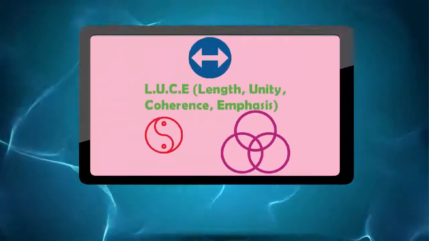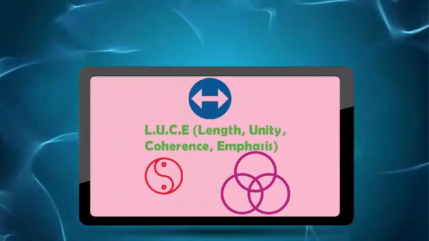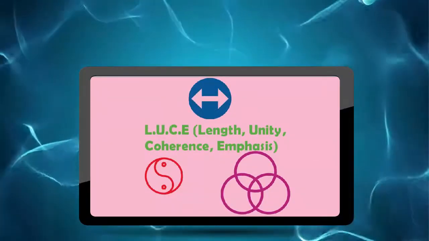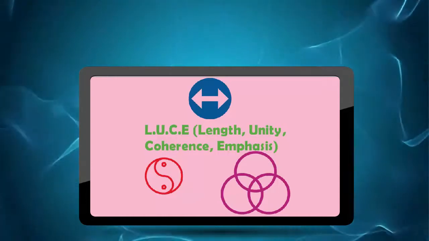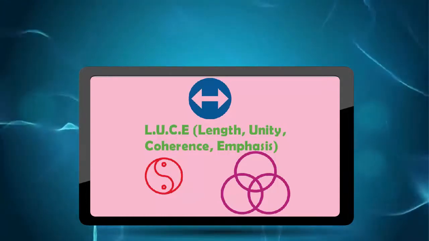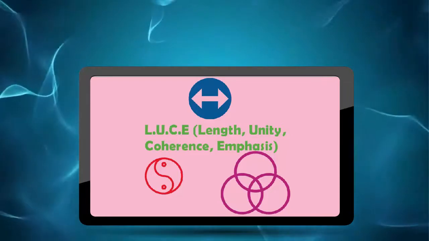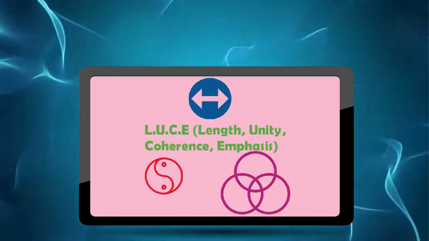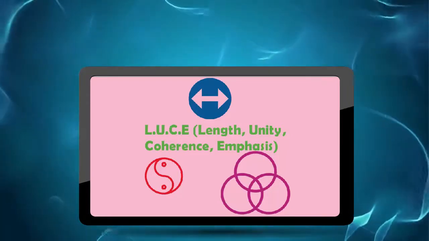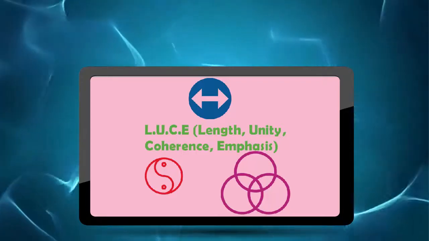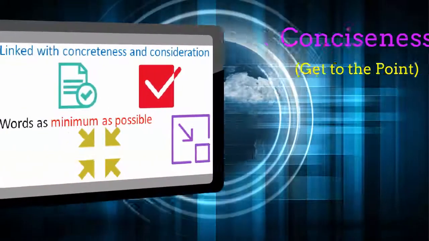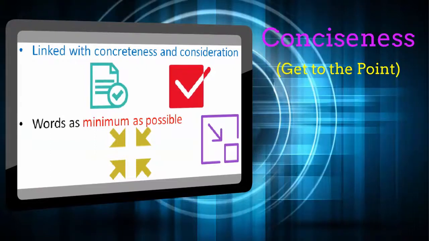The Lucey Approach, which stands for length, unity, coherence, and emphasis, is another way to achieve clarity. In this approach, you must keep a balanced length in your details, maintain unity with theme, keep content coherent, and emphasize important points.